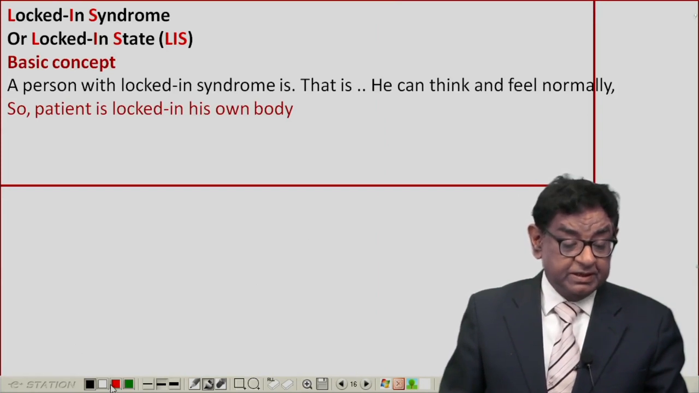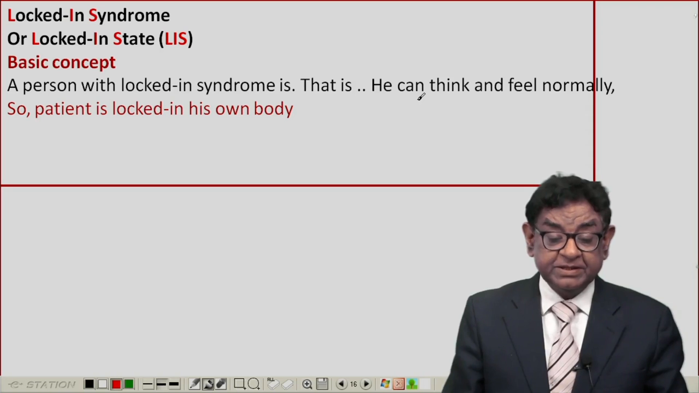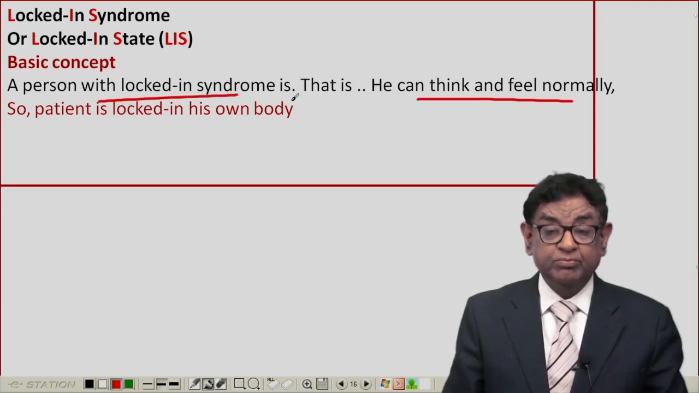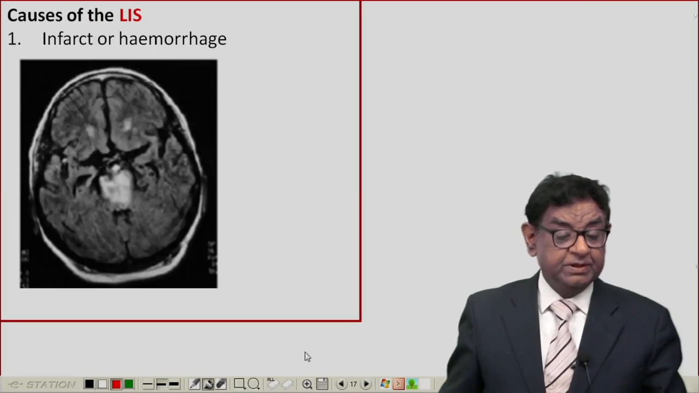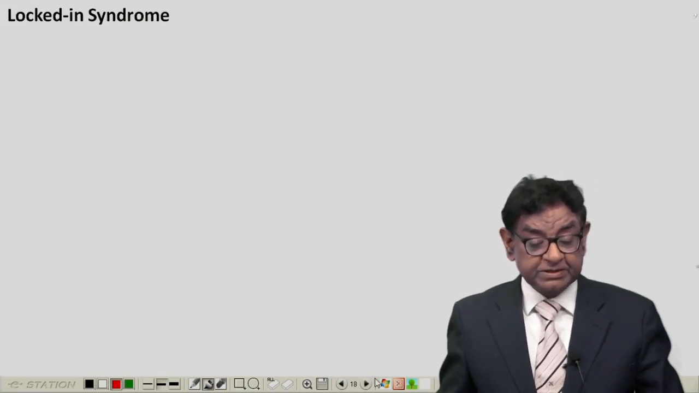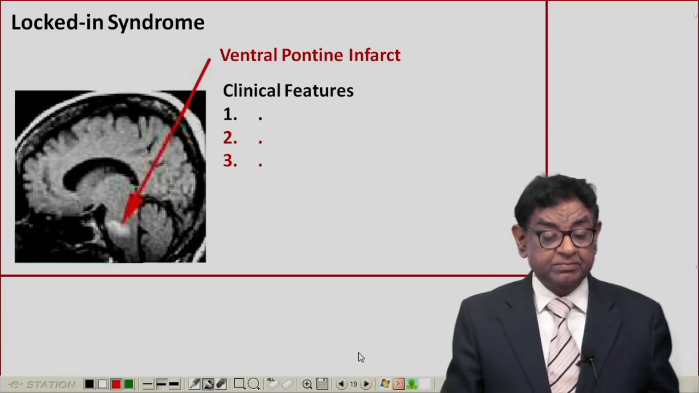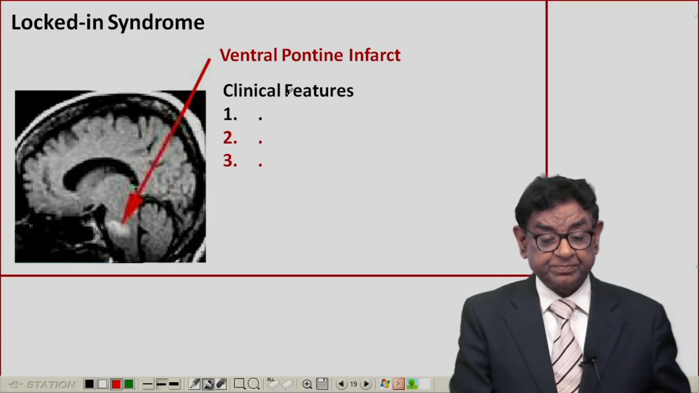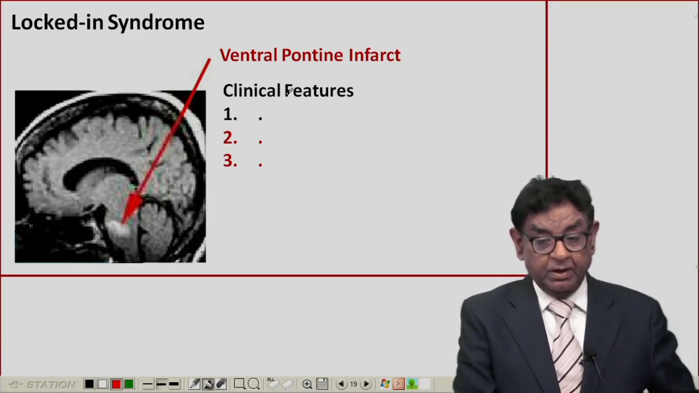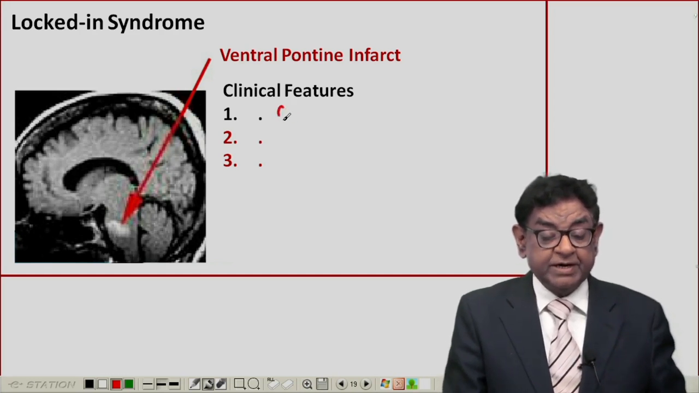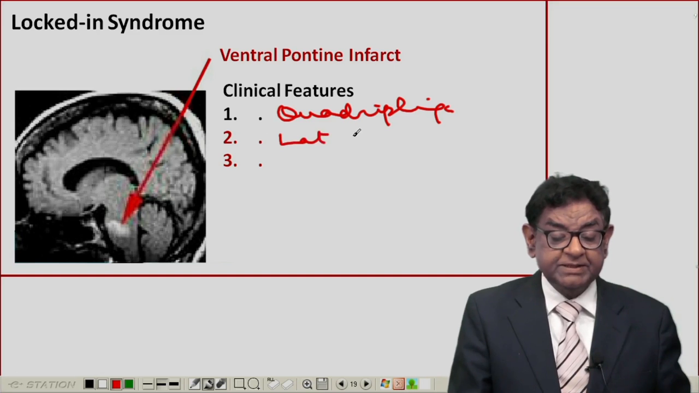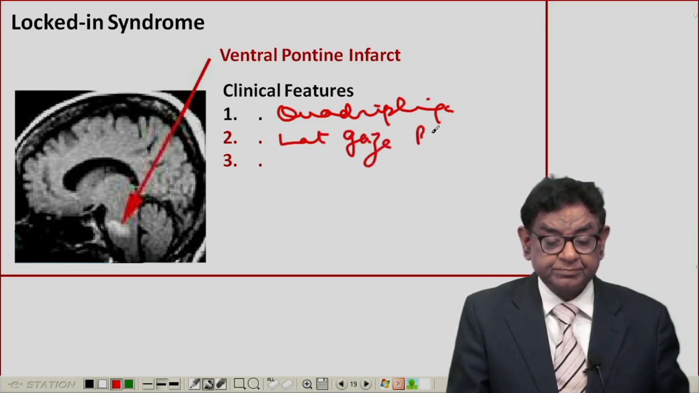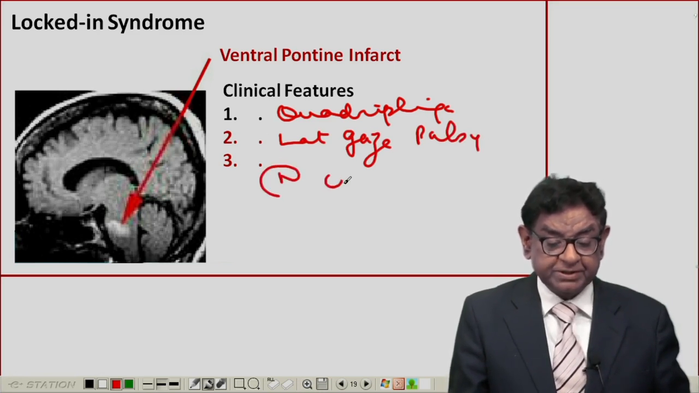Why? Because LIS, they call it locked-in syndrome. He can think, he can feel normally, but he cannot move at all. And so the patient is locked in his own body, he cannot move at all. And this is an infarct or hemorrhage in the pons. So in locked-in syndrome, the main site of problem is in the ventral pons, infarct or hemorrhage. And in this case, the patient has quadriplegia, lateral gaze palsy, normal cognition.